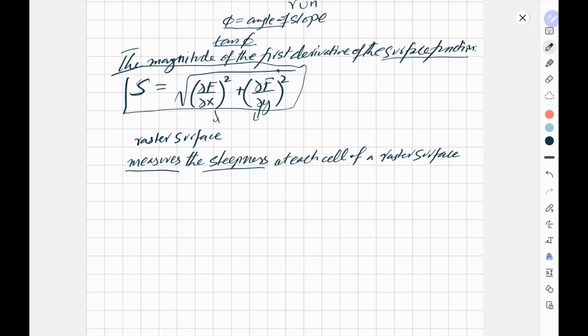Now let's talk about application. Why do we measure slope? Applications of slope. Slope has numerous applications.